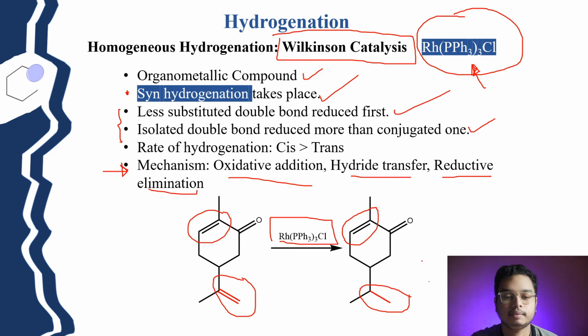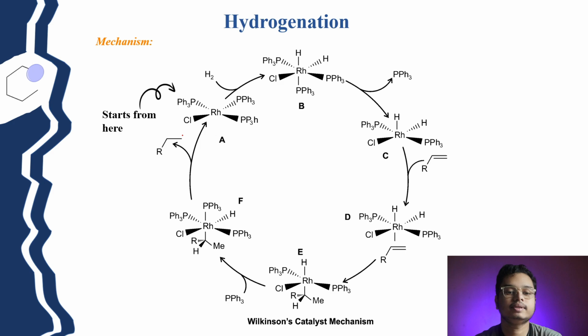Now we are talking about the mechanistic pathway. Initially this is our catalyst, rhodium triphenylphosphine whole 3 and chlorine, and if you calculate the electron number, it is a 16 electron species. That means it has a vacant site. Now this hydrogen attaches to this particular species via oxidative addition, because here the rhodium is in the +1 state.